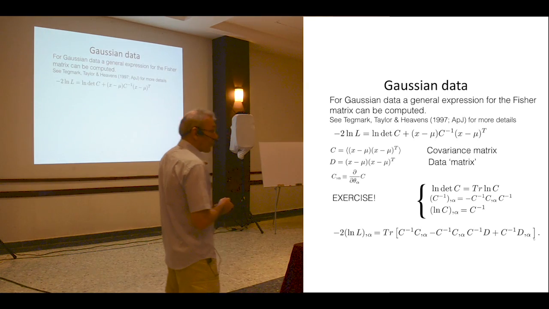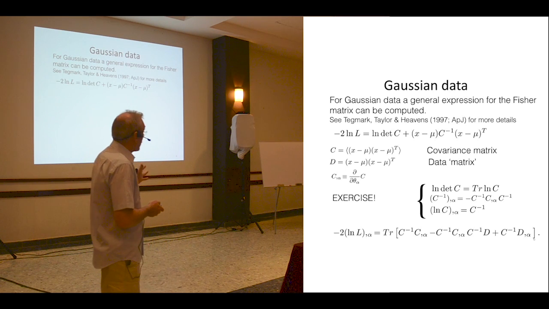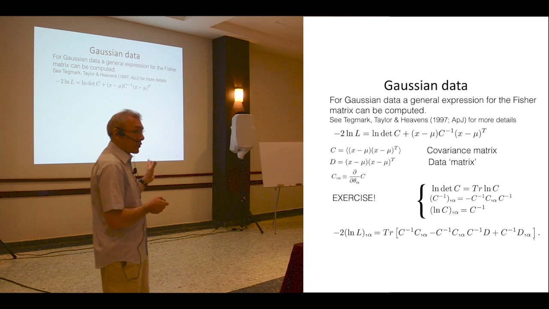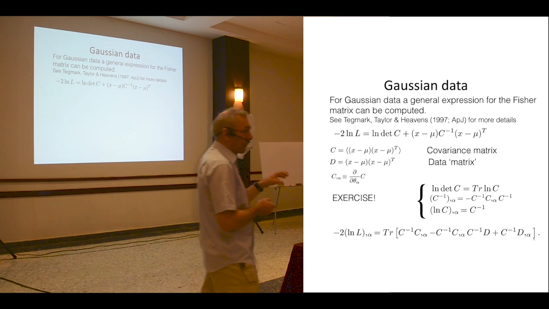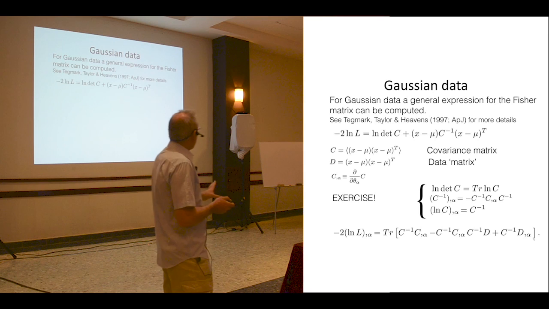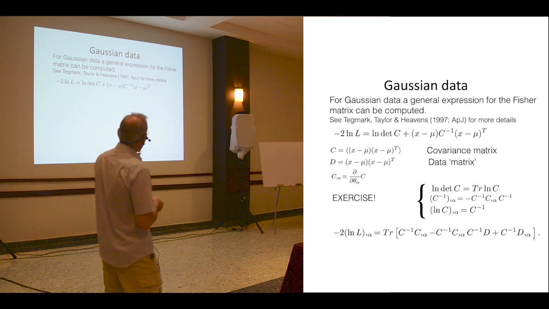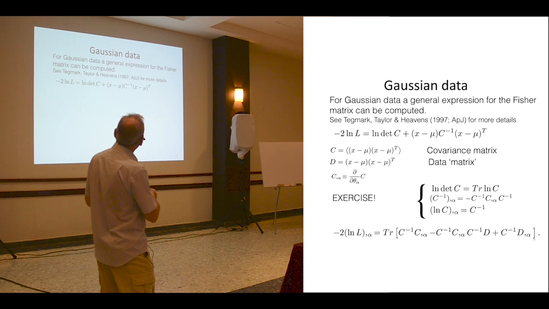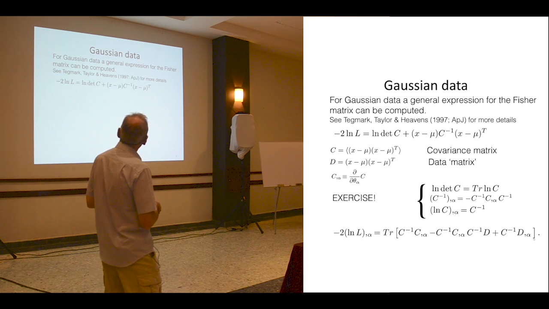So let me just show you how this works for Gaussian data, because it's such a common situation. You can compute the Fisher matrix. As I mentioned, it depends on the covariance matrix and the mean only. Let me sketch out a calculation. You can see the full details in this paper if you want. If you take the log of the likelihood, then the exponential just turns into this, but the determinant outside becomes the log of the determinant of C.